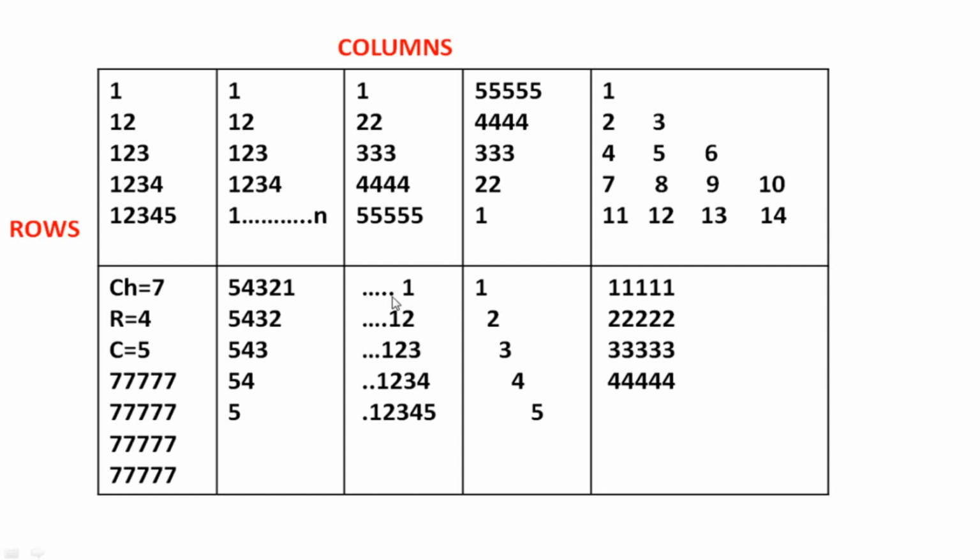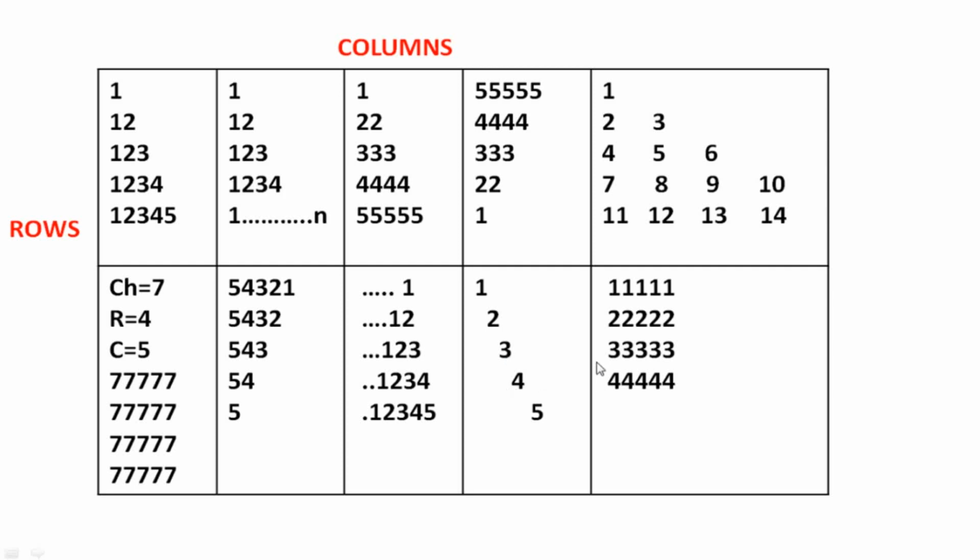Here is the work of a blank space. 5 blank spaces, then 1; 4 blank spaces, then 1 2; then 3 blank spaces, then 1 2 3, and so on. Here you're printing first a blank, then 1, then 2 blanks, then 2, then 3 blanks, 3, and so on.